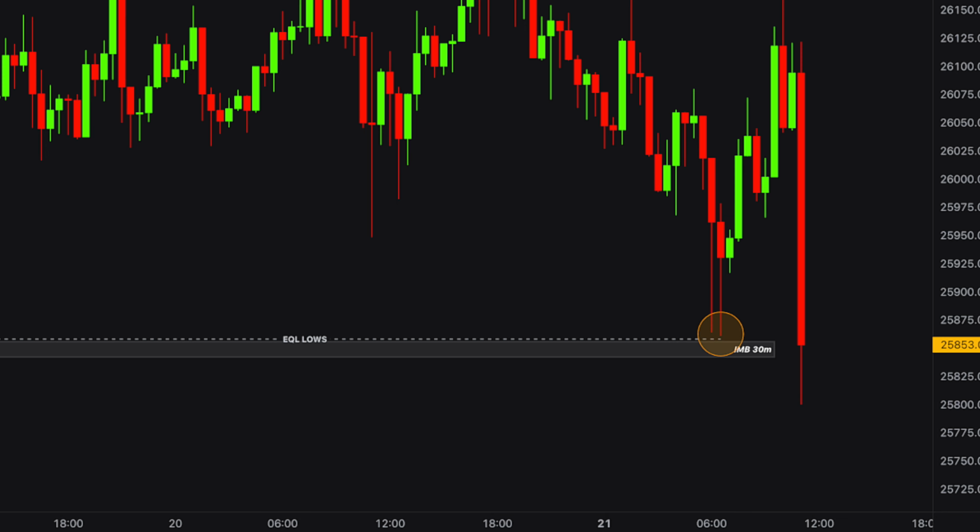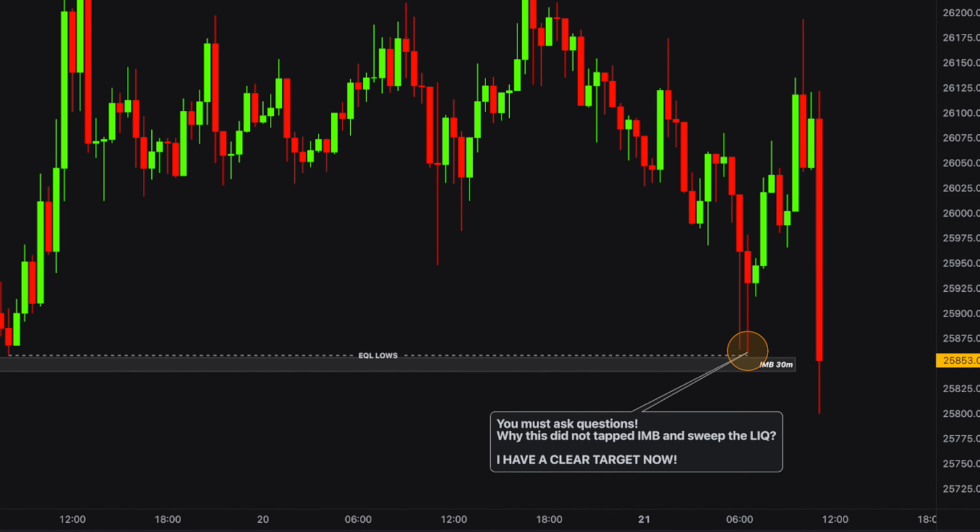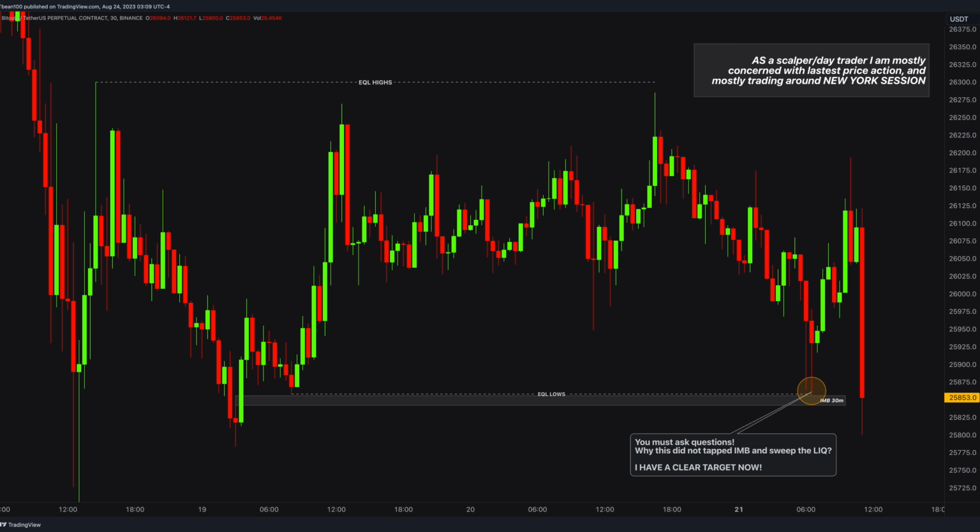So, I was actually waiting to long the market right here. Price almost hunted the liquidity and tapped the imbalance, but it never happened. At this time, I started to question the price. Why? So my entry idea suddenly became the target for me, an amazingly clear target.